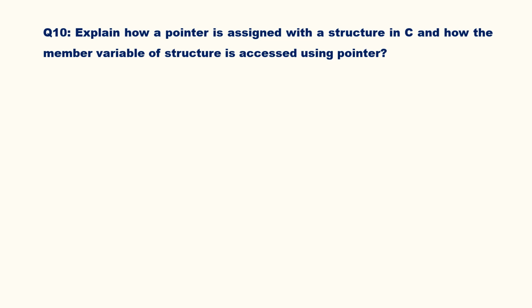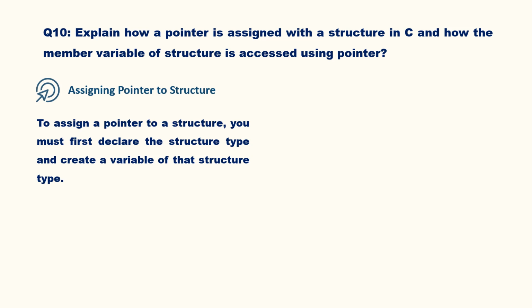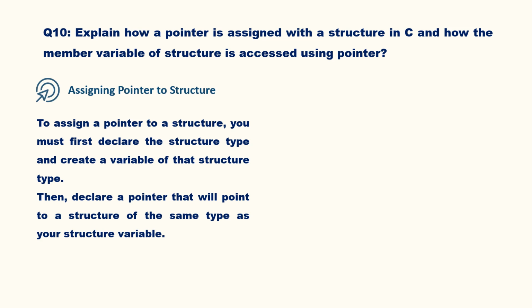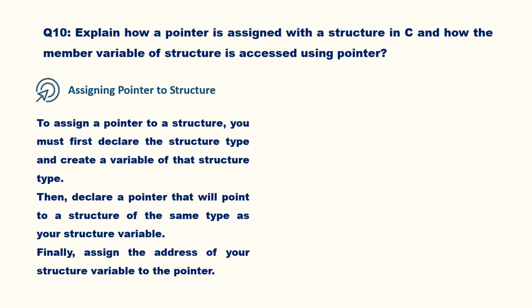Question number 10. Explain how a pointer is assigned with a structure in C and how the member variable of a structure is accessed using a pointer. Let's discuss the first part: assigning a pointer to a structure. To assign a pointer to a structure, you must first declare the structure type and create a variable of that structure type. Then, declare a pointer that will point to a structure of the same type as your structure variable. Finally, assign the address of your structure variable to the pointer.